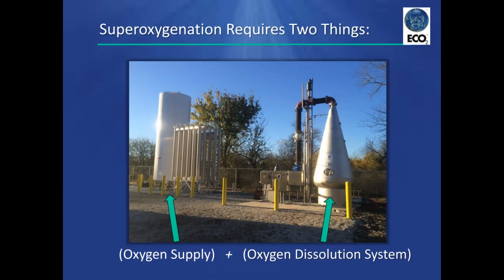But with all that said, what is superoxygenation? Well, it requires two main components. On the left, you've got to have an oxygen supply, and then you have to have a good way to dissolve it, which is shown on the right here. This is the Speece Cone. So you've got to get the oxygen, and then you've got to dissolve it into the water. I'm going to show you what this looks like.